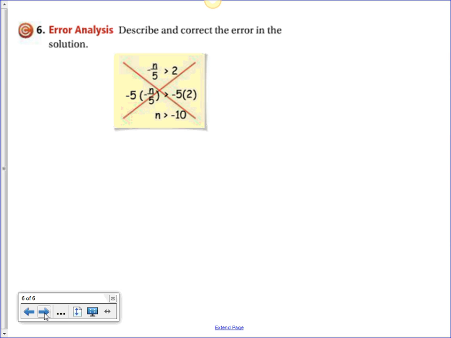Okay, so if you paused the video and took a look, you should have seen that in the second line, they multiply both sides by a negative 5. So we're multiplying both sides by a negative 5. And we know that if we multiply both sides by a negative, that we should switch the inequality. So the error, they didn't switch the inequality. So the last line simply should have read n is less than a negative 10.